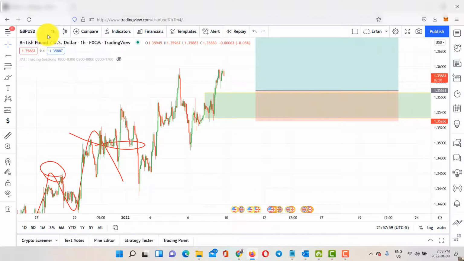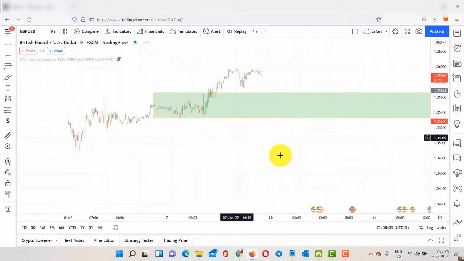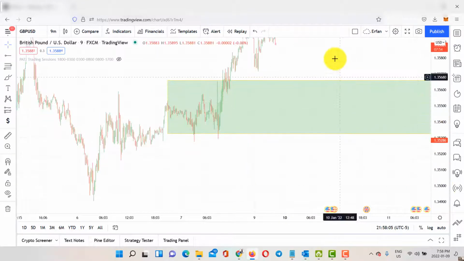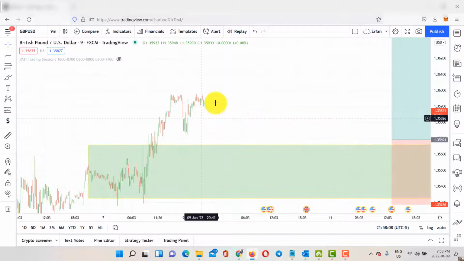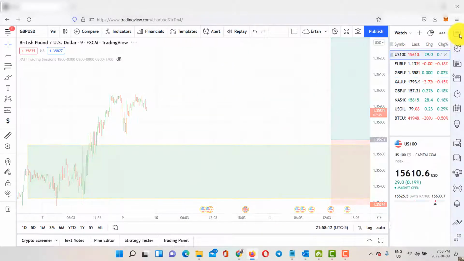Okay, so this is for GBPUSD. We're gonna go for NAS 100, the last one, and see what happens. So NAS 100 daily, it's clearly downtrend and consolidating.